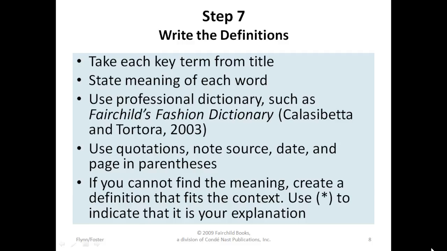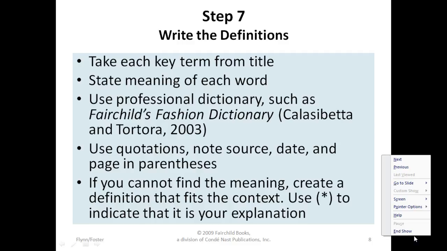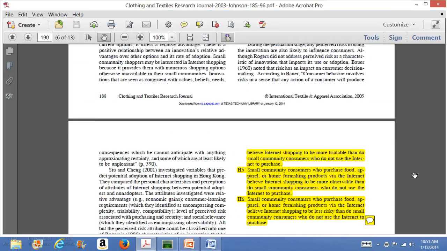And if you can't find a definition that you like, or there isn't a definition, then you can also just come up with your own definition. After reading the article, you can figure out what the definition for that term should be. And if you do that, at the end of the definition, you need to put an asterisk sign, just so I'll know that that's the definition that you made up and not one that needed a citation with it. So now let's go to our paper and find our definitions.